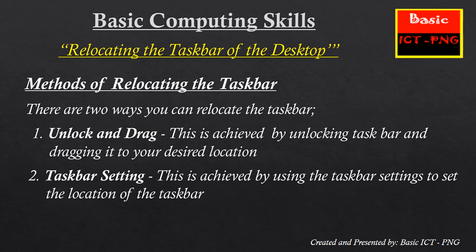Next, we look at the methods of relocating the taskbar. There are two ways you can relocate the taskbar. The first way is by using the unlock and drag option or method. This is achieved by unlocking the taskbar and dragging it to your desired location. The second method is by using the taskbar settings. This is achieved by using the taskbar settings to set the location of the taskbar. So these are the two ways: unlock and drag, or use the taskbar settings to set it up.